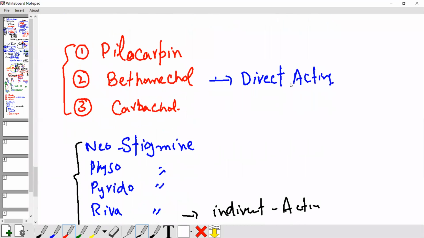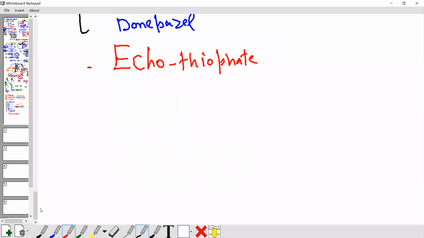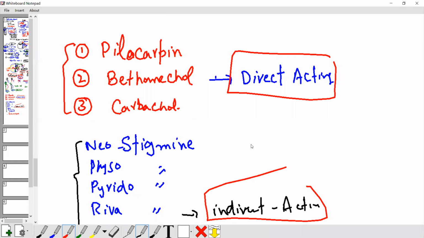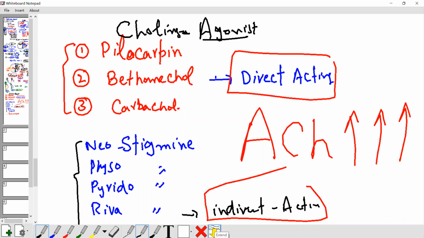Now I will try to explain what direct acting and indirect acting mean. All these drugs, what are they doing? They help acetylcholine increase. Directly or indirectly, they are helping. All these drugs help acetylcholine. So that's why we give the name to these drugs: cholinergic agonists, because they help the cholinergic system. Clear? Cholinergic agonist.